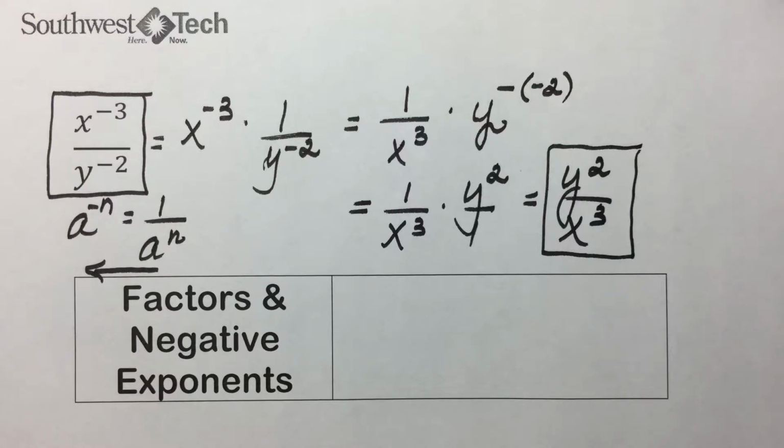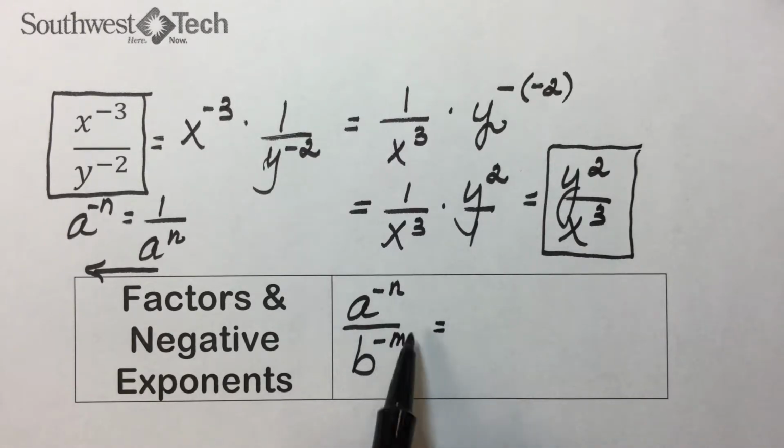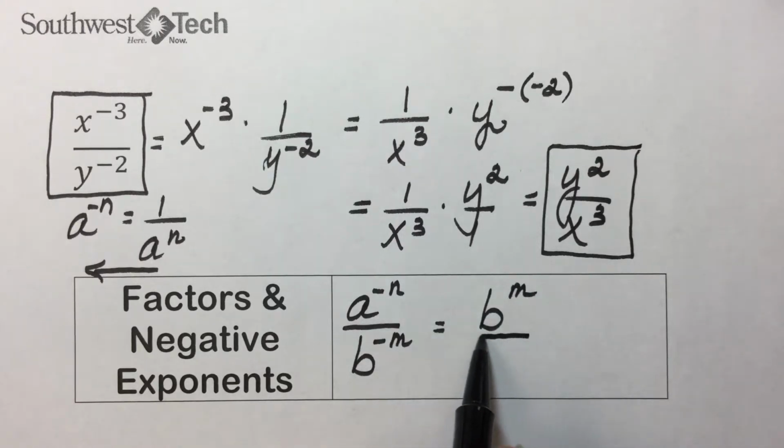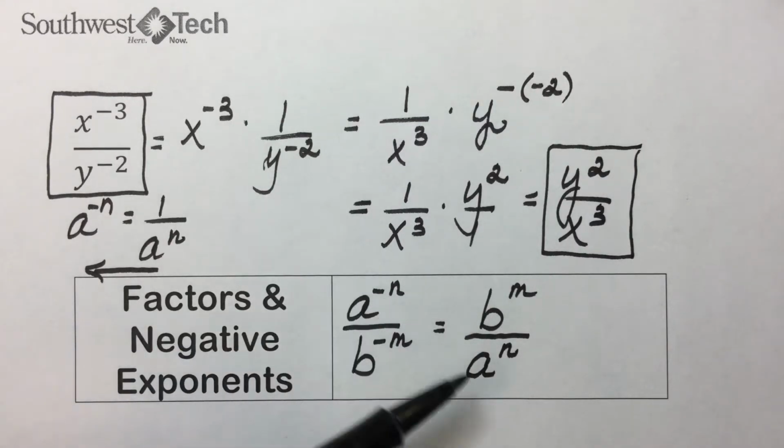That leads us to factors and negative exponents. For any non-zero real numbers a and b, and any integers m and n, if we have a to the negative n over b to the negative m, it's equivalent to b to the positive m power over a to the positive n power. This illustrates that a factor can be moved to the other side of the fraction bar if the sign of the exponent is changed. And we have that here.